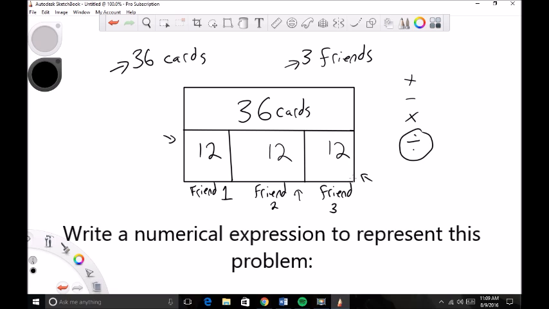Great. Under that, I ask you to write the expression. We already decided that it's a division problem. So we'll say it is 36 divided by 3. And that's it.